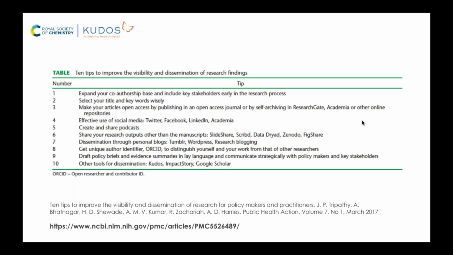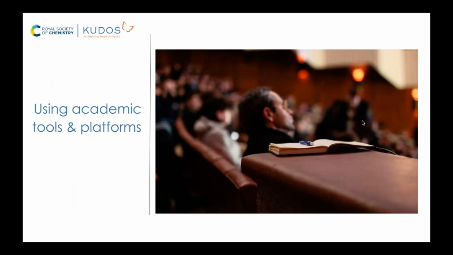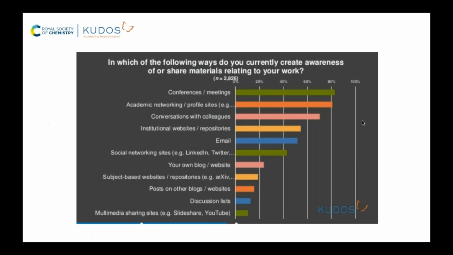So I hope this has inspired some general ideas for how you can improve your dissemination. But as many of you may not be that familiar with some of these services, I just want to spend this final section listing in more detail what they are, so you can find out a little bit more about those that you think are most relevant for your research. So let's start first of all with academic tools and platforms, and then we'll look more generally at social media.